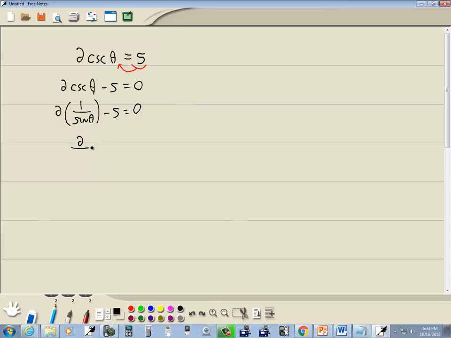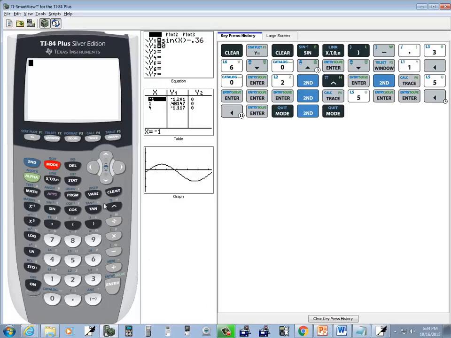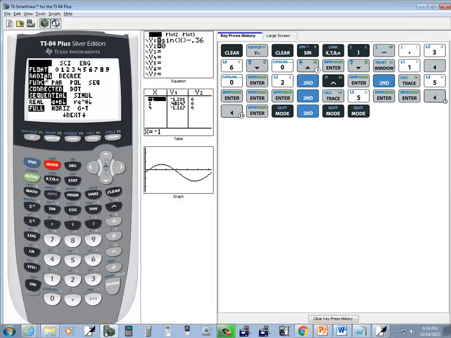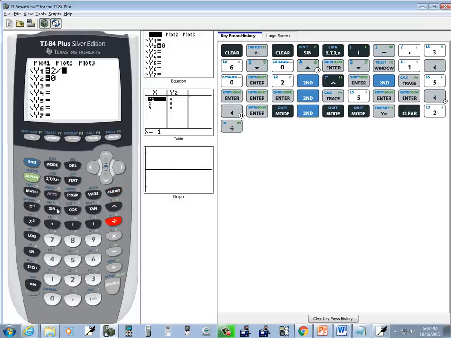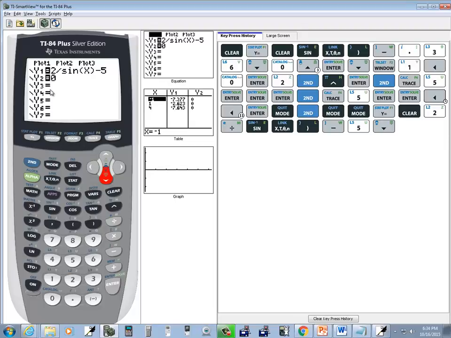So then this becomes 2 over sine theta minus 5 is equal to 0. Now we want to put the left side on y1, and then we'll put the right side on y2. You want to make sure your calculator's in radians, so press your mode button first. Make sure it says radians. And then I'm going to press my y equals, press my clear, and then I got 2 divided by sine, and I'll put x in. Doesn't matter what variable you use for these. Minus 5. And you need 0 on y2. I already have 0, but if you don't have 0, go down to y2 and put 0 in.